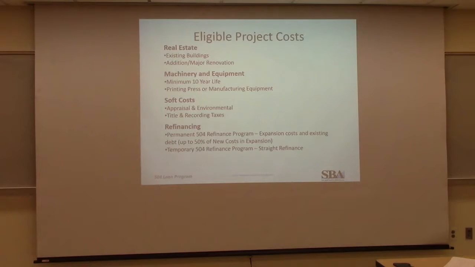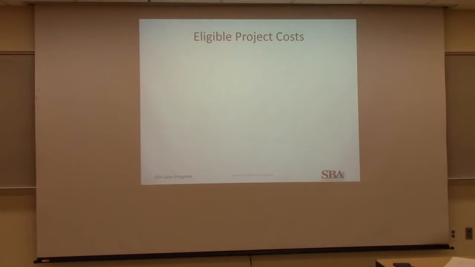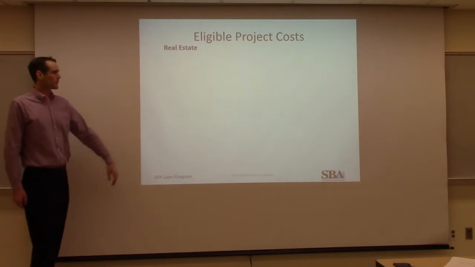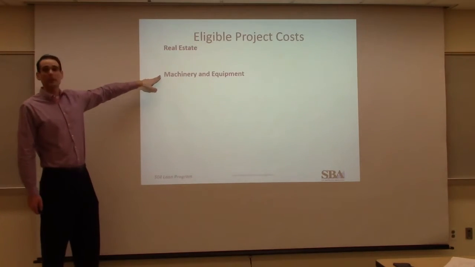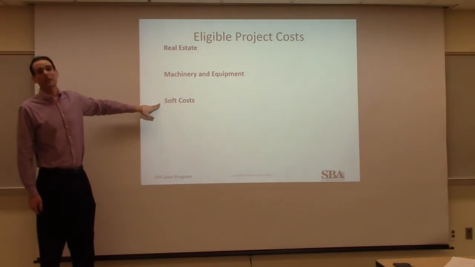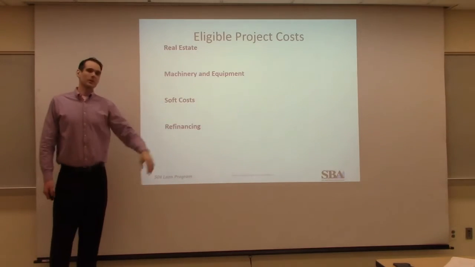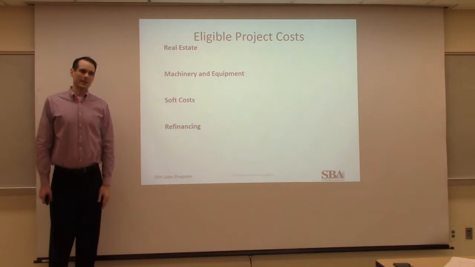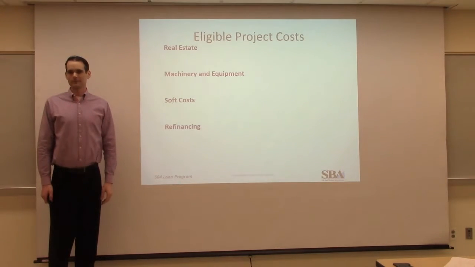Now, how about if I did it like this? I said, I'm going to give you an overview of the eligible project costs for this program. We're going to talk first about real estate, then I'm going to talk to you about machinery and equipment, then I'm going to talk about soft costs, then I'm going to talk about how refinancing is an eligible cost.